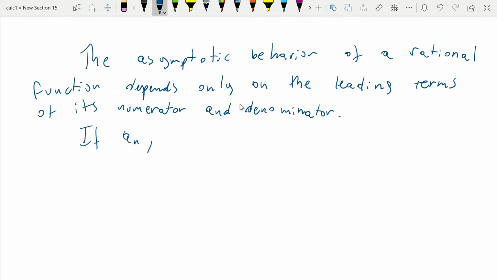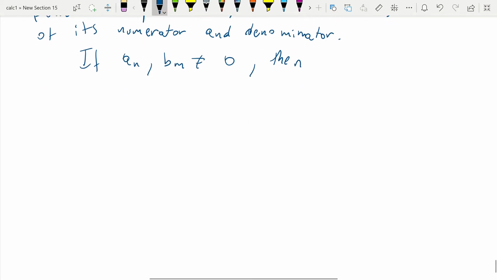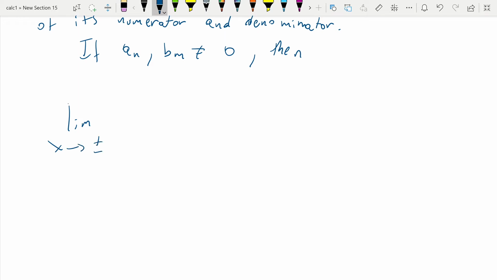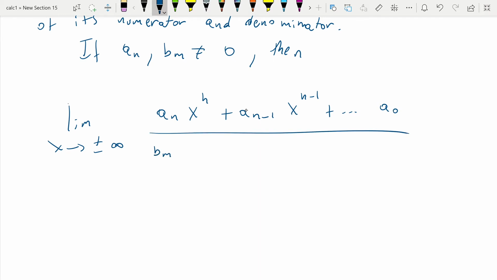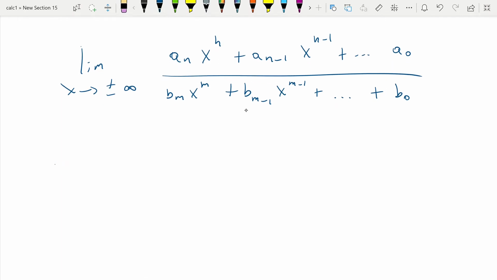So if a_n, b_m are both different from 0, then we have that the limit as x approaches plus or minus infinity of a_n x^n plus a_(n-1) x^(n-1) plus some other terms down to a_0, divided by b_m x^m plus b_(m-1) x^(m-1) plus etc. down to b_0, is equal to, as we said, everything depends only on the leading terms.